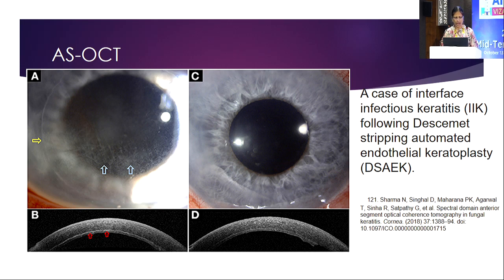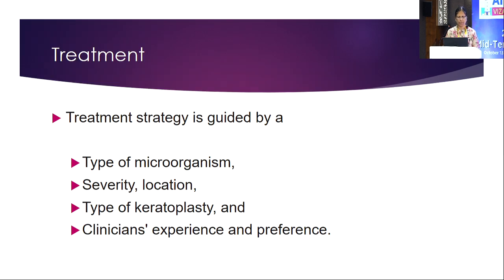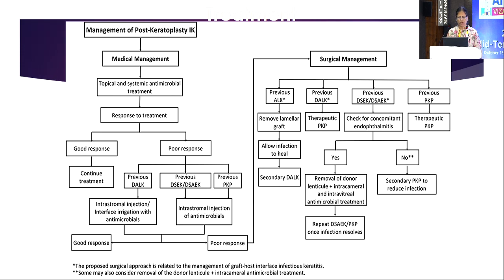Here in the anterior segment OCT, following Descemet stripping automated endothelial keratoplasty, inferiorly there is an infiltrate. In the OCT it is also showing that after treatment it has cleared very well. So anterior segment OCT will be helpful to monitor the progression. The treatment strategy depends on the type of the microorganism, severity and location, type of keratoplasty, and clinician's experience and preferences. This is the chart showing how to proceed with the management, medical and surgical.